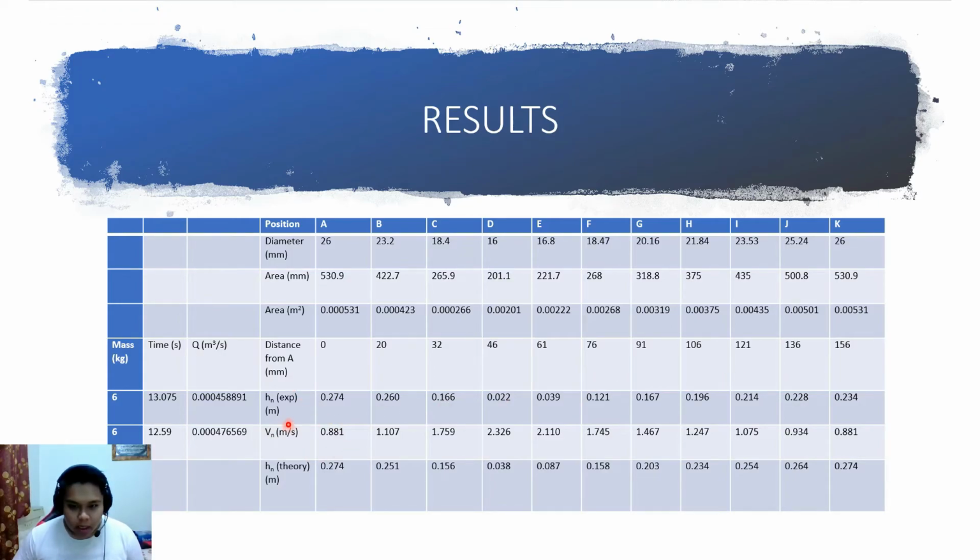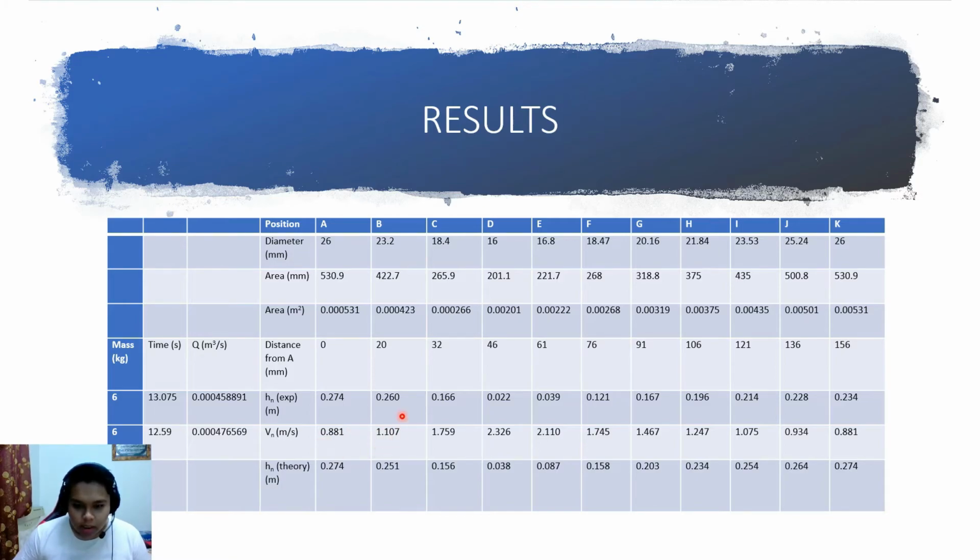So we can see here that the height of the experimental value is decreasing until D, and then it starts to increase again until K, and the velocity is increasing until D and then starts to decrease until K. You might not see it here, but I will try to make it clear later. And then we can see that the height is decreasing because the velocity is increasing.